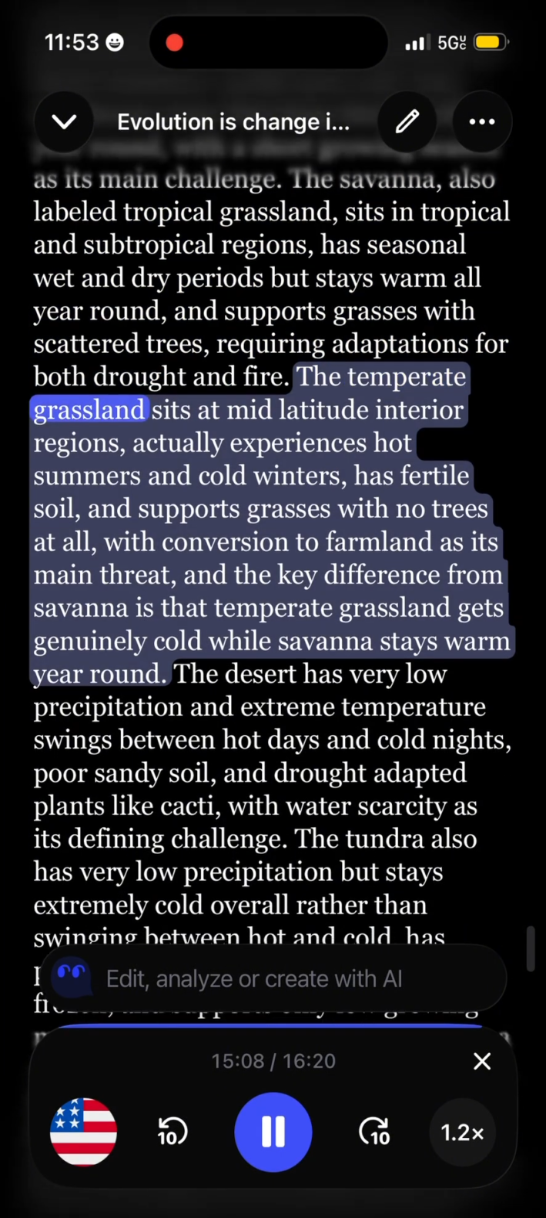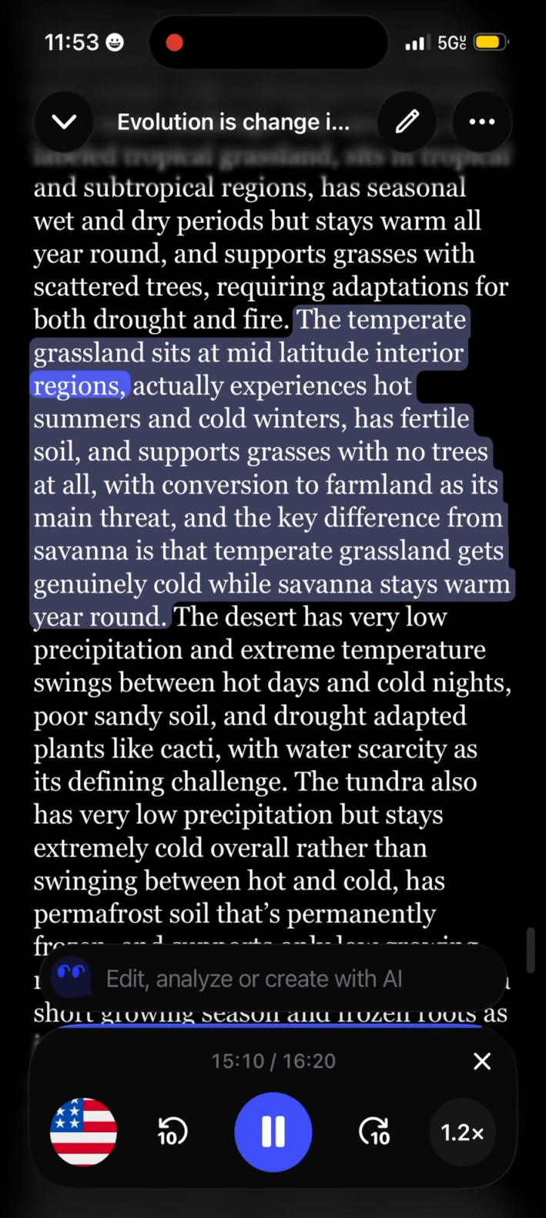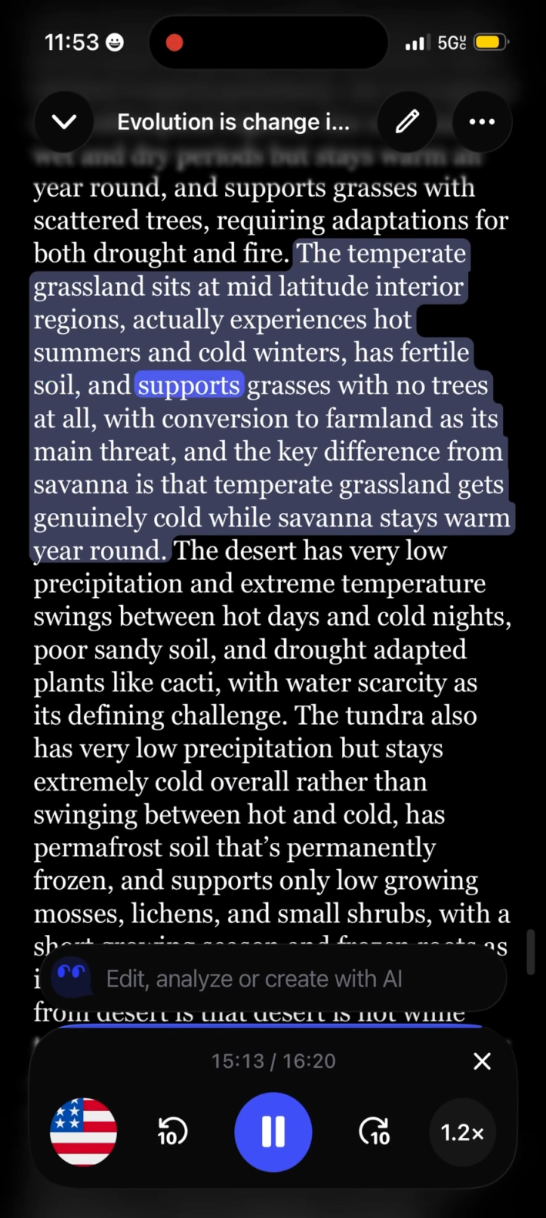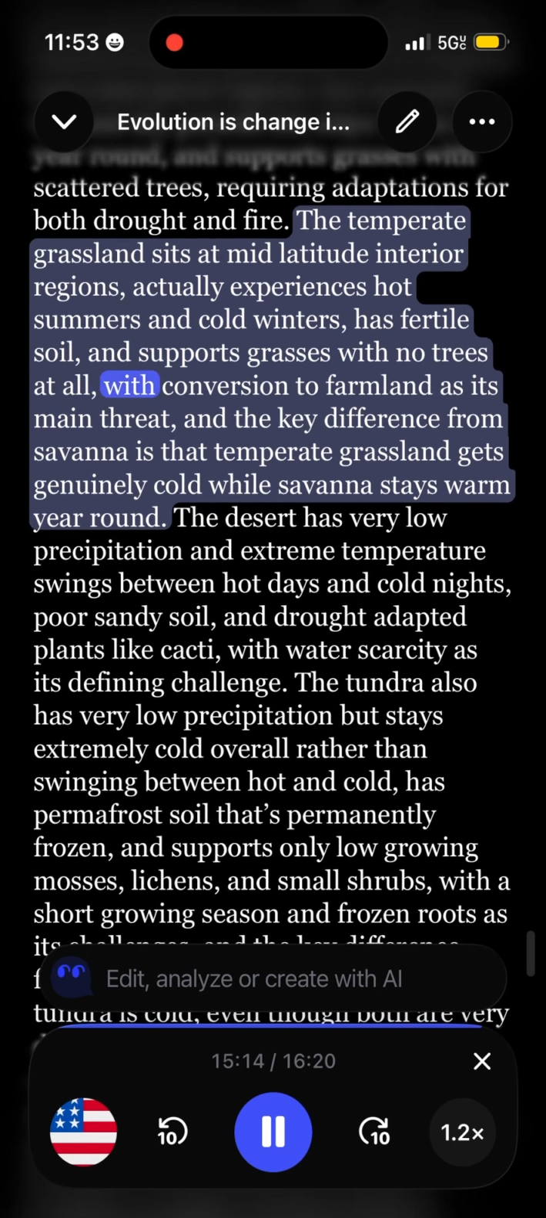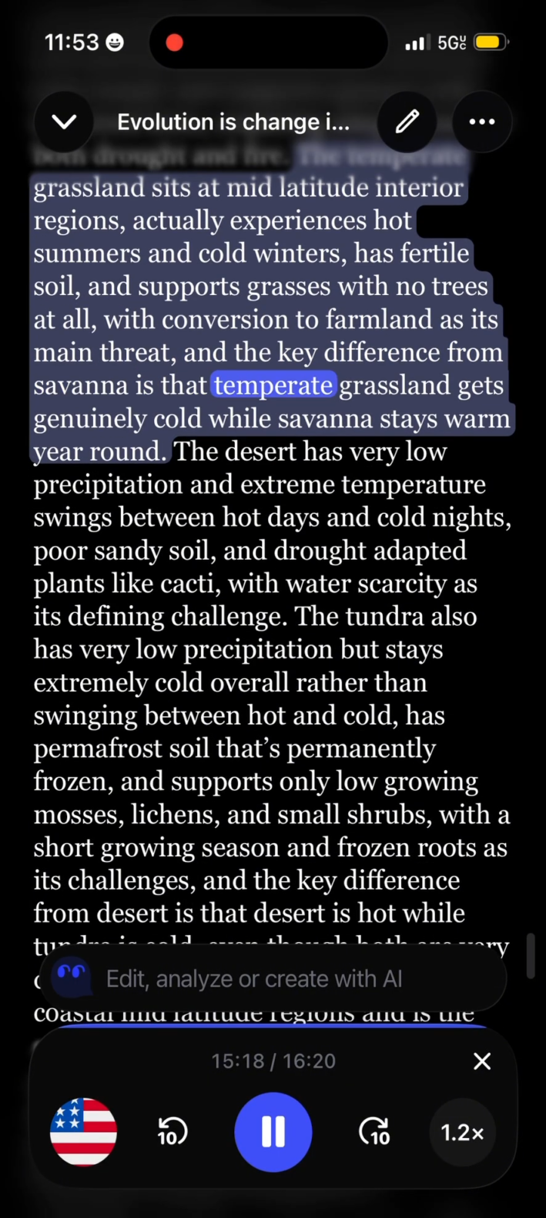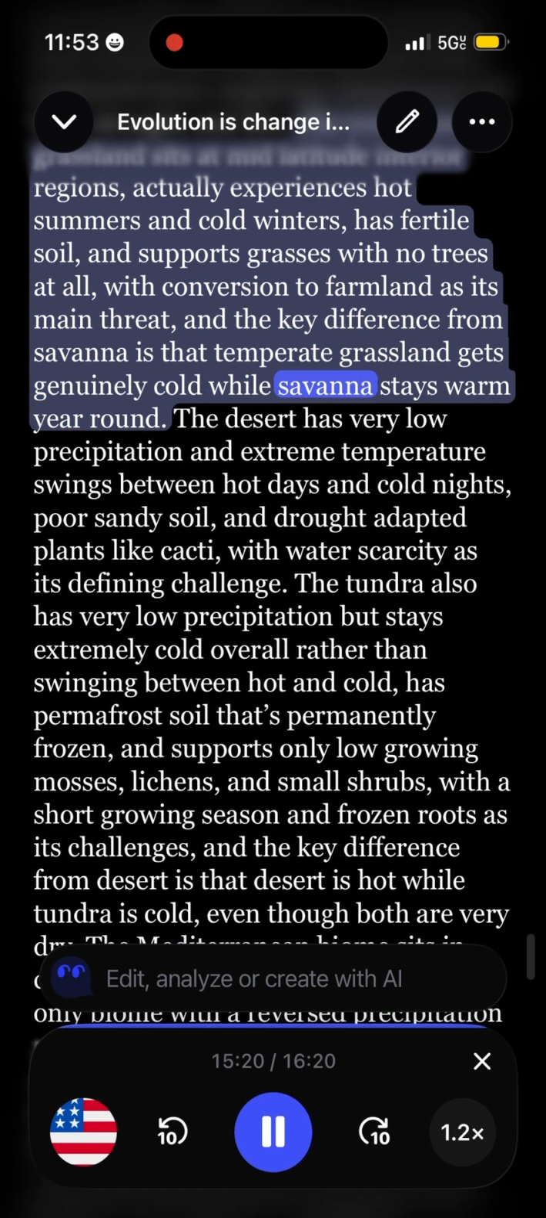The temperate grassland sits at mid-latitude interior regions, experiences hot summers and cold winters, has fertile soil, and supports grasses with no trees at all, with conversion to farmland as its main threat. And the key difference from savanna is that temperate grassland gets genuinely cold while savanna stays warm year-round.